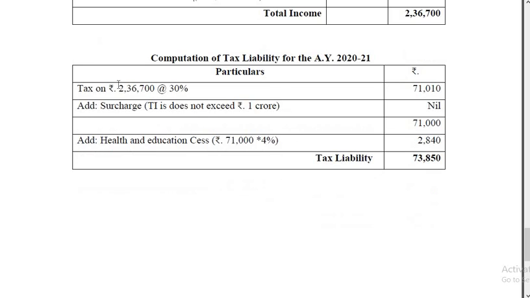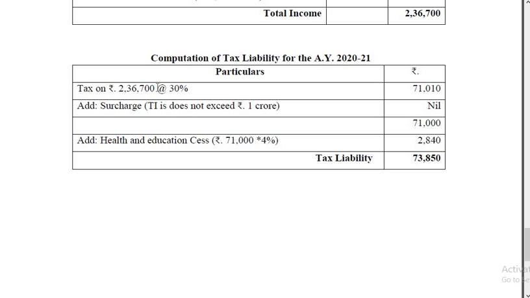Now come to the tax calculation. Tax on 2,36,700. So there is no long-term capital gain. There is no short-term capital gain taxable at 15%. Remember, there is short-term capital gain, no doubt, but that is not on securities and that is not taxable at 15%. Therefore, separately, you cannot calculate the taxes on short-term capital gain. That is part of the total income, 2,36,700. So, at the rate of 30%, you calculate, that comes to 71,010.